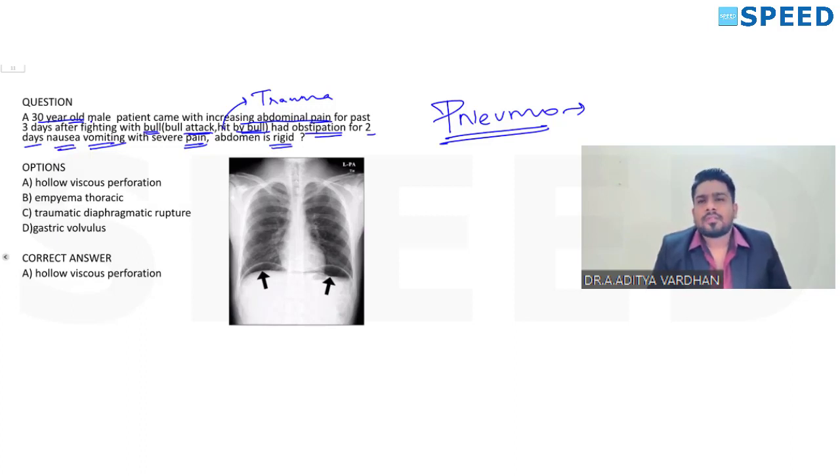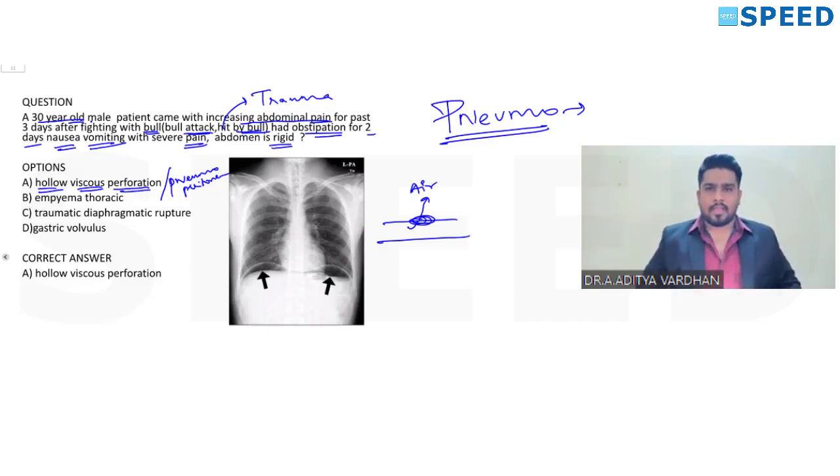pneumoperitoneum. Friends, what they have tricked here is, instead of straight away giving you the answer like pneumoperitoneum, they have given you hollow viscus perforation. Many will be clear with this, but I will explain it to you. Inside our abdomen, we have a lot of hollow viscous organs. Whenever these organs undergo perforation because of any reason, most probably trauma, what happens? Through the bowel, because of damage here, the air will enter outside. So what happens? Let's say this is the abdominal cavity.